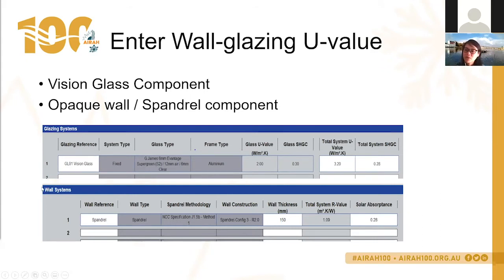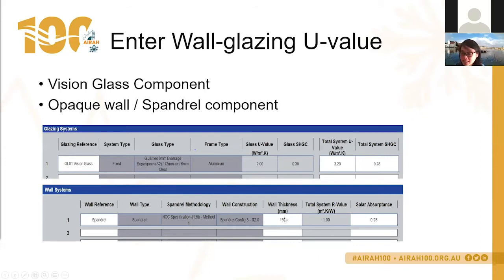Now, the second thing that we do is then put in the wall system performance. Now, with this particular case study, we have a spandrel, which is treated as opaque wall. To make things easy, I'm just going to say that we could somehow match this configuration to the beam method in Specification J1.5b, which is configuration 3, which is a thermally broken frame, okay? And the center of the spandrel panel is double glazed with a 50 mil air gap and an aluminium backpan. So we'll put in the numbers there.